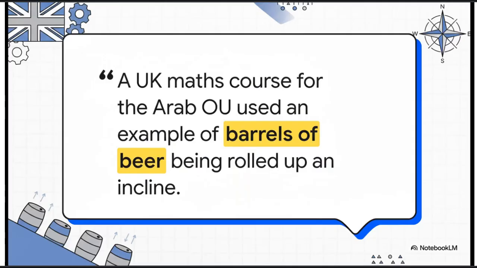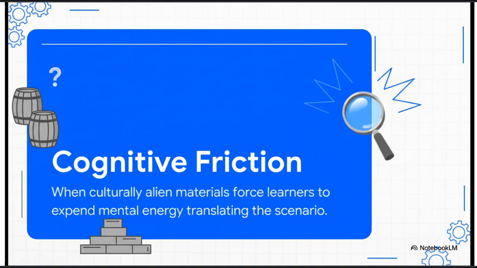And this failure to acknowledge our own lens can get baked right into our course materials. Atkinson shares this, well, it's a classic story, might even be apocryphal, but it illustrates the problem perfectly. The Open University UK was developing a physics problem for a course meant for the Arab Open University, and the example they used involved barrels of beer. And here is exactly why that matters.